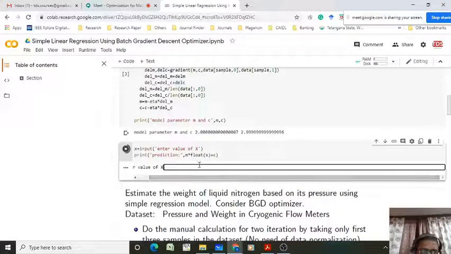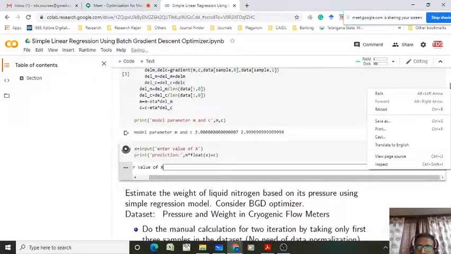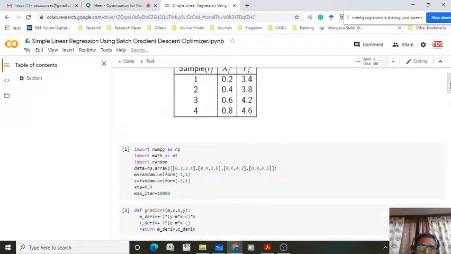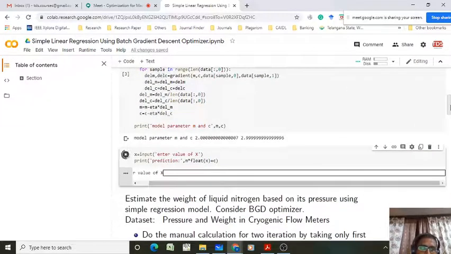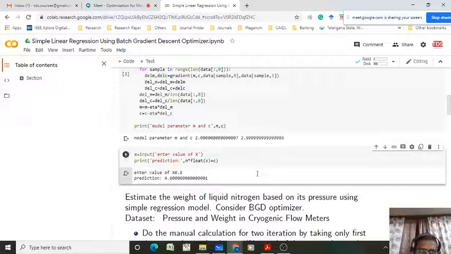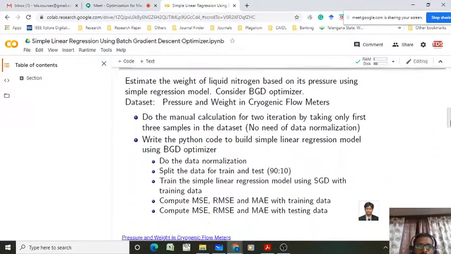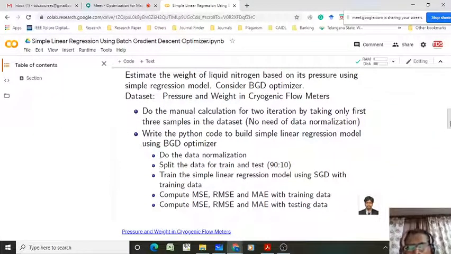It is asking what the value of x is. To verify, I am passing 0.8, and I am expecting 4.6. So this is the 4.6. This is how we predict using the simple linear regression model. This is for the very small data set. Later we will work on some large data set. Now we work on the large data set.